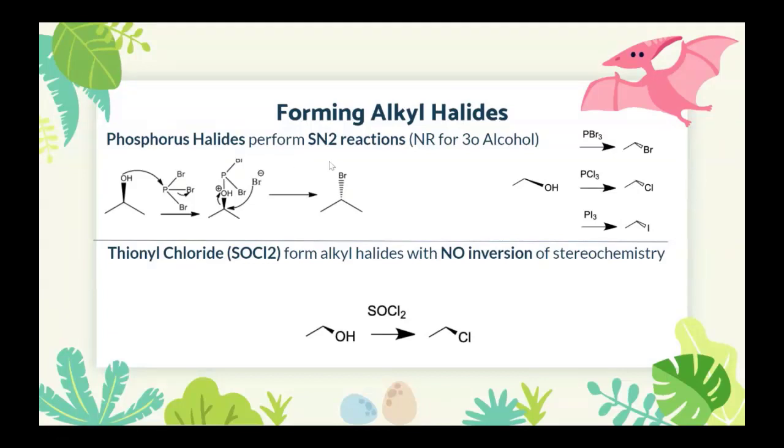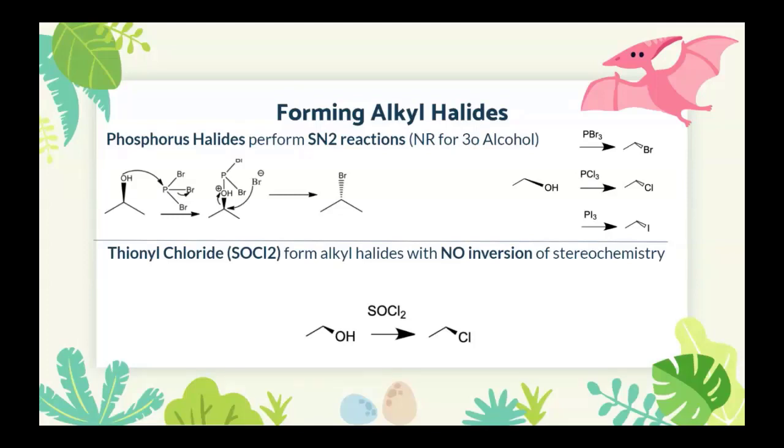And these are phosphorus halides. They perform SN2 reactions, but they're good for specifically converting alcohols. So you'll notice you've got PBr3, PCl3, and PI3, pretty obvious ones. You also have thionyl chloride, which is SOCl2, and that will also perform the same reaction.